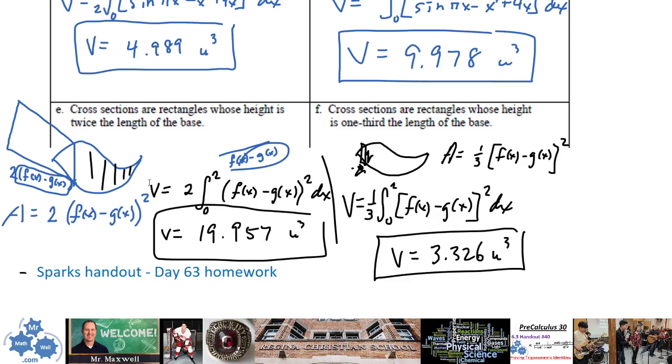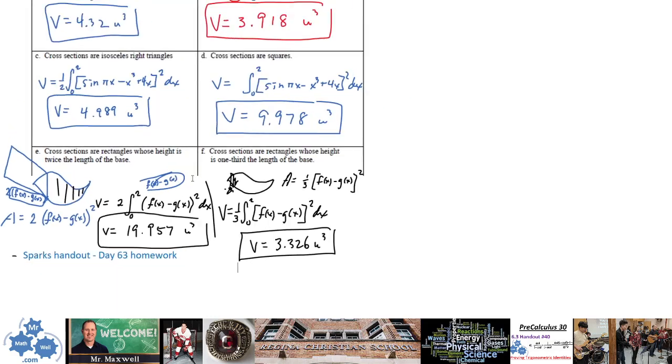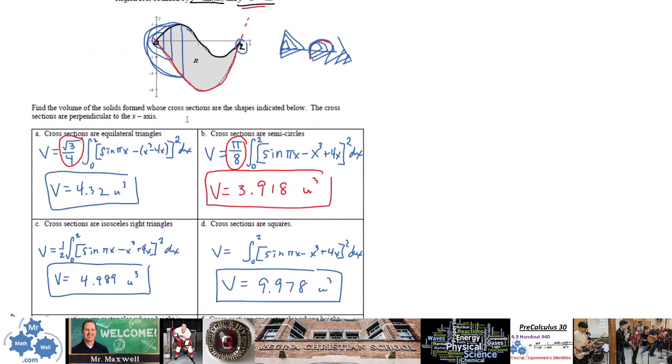All right, so that's video part 2, using a region, an area, and then just building some cross sections.